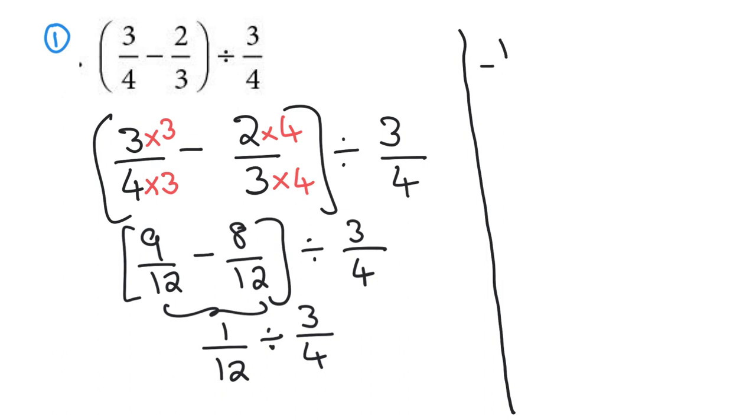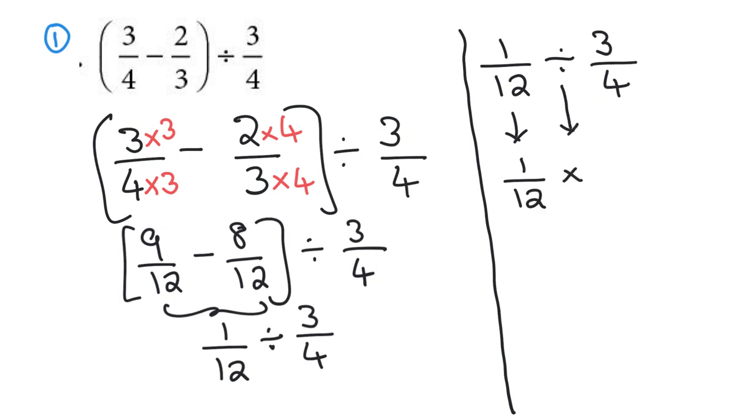Now, how do we divide two fractions? We also learned division of fractions. Keep the first fraction as it is. Change the division sign to multiplication. Then flip the second fraction. It's going to become 4 over 3. Is there anything in the numerator and denominator that can be simplified? Yes. So now we can do this.